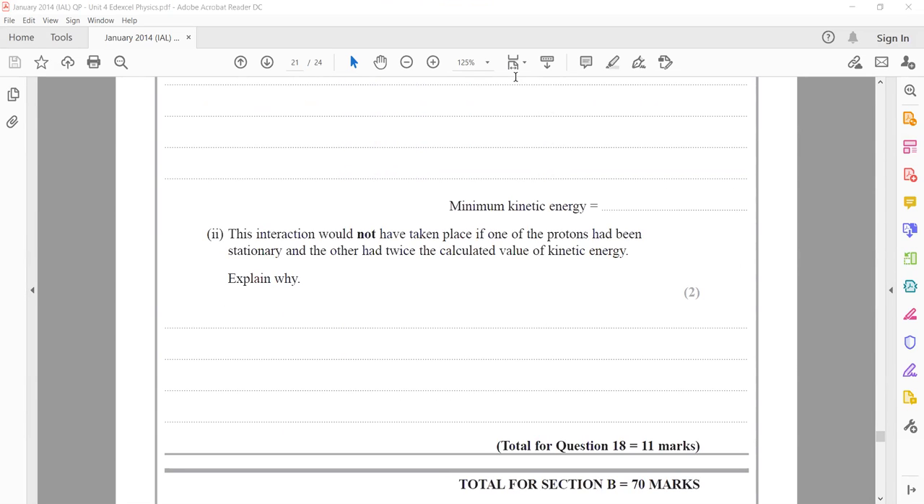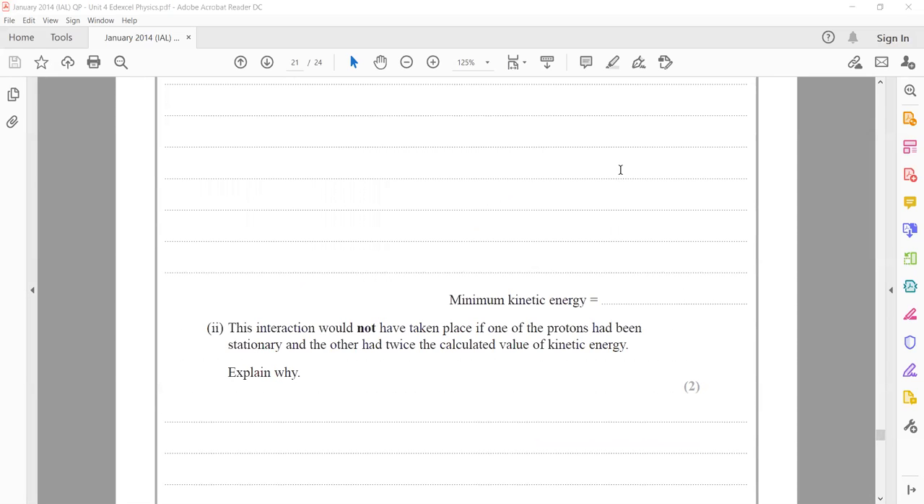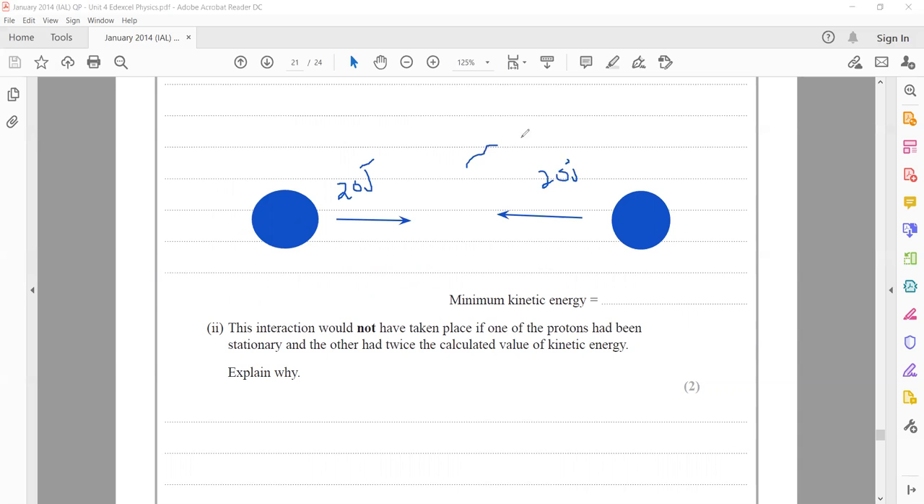The interaction would not have taken place if one of the protons had been stationary and the other had twice the calculated value. What is the reason for that? Like if I say two protons are moving towards each other, if the kinetic energy of this one is 20 joules, for example, just an example, and the kinetic energy of this one is also 20 joules, and the interaction occurs, it produces the particles. But if I do the same process, with one proton stationary and the other proton moving with the same total energy, which is 40, same as the initial one.